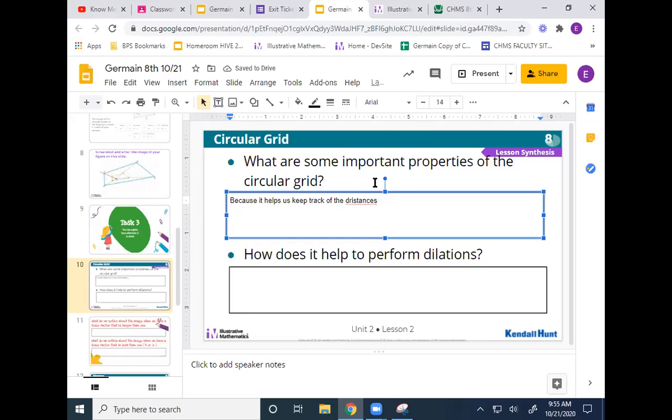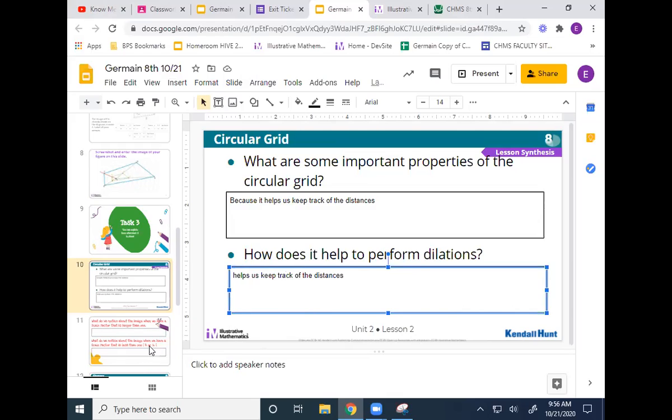So we use the circular grid so that when we have a dilation and it's the center, we always know where that center is, and we always know what we have to do with that distance. We have to multiply that distance for each one of the vertices by that scale factor. Awesome job, Edgar. So how does it help us to perform? It helps us keep track. So good, I'm going to copy this in here because it's the same answer. It helps us to keep track of our distances.